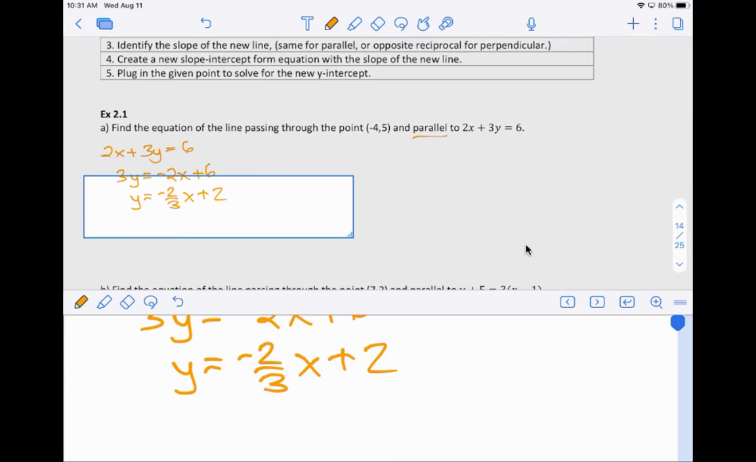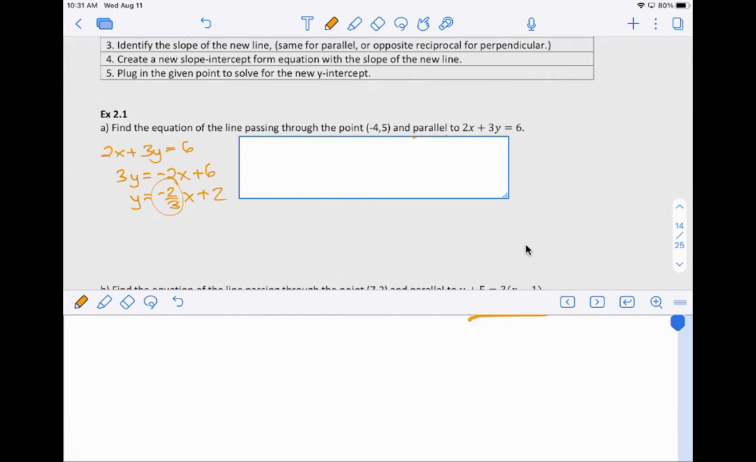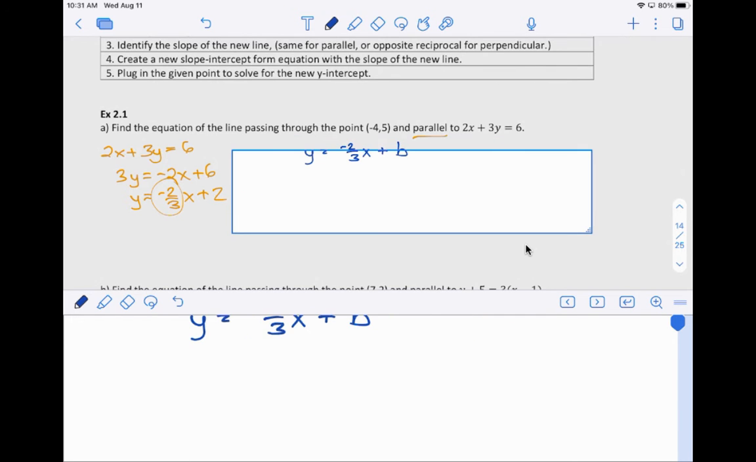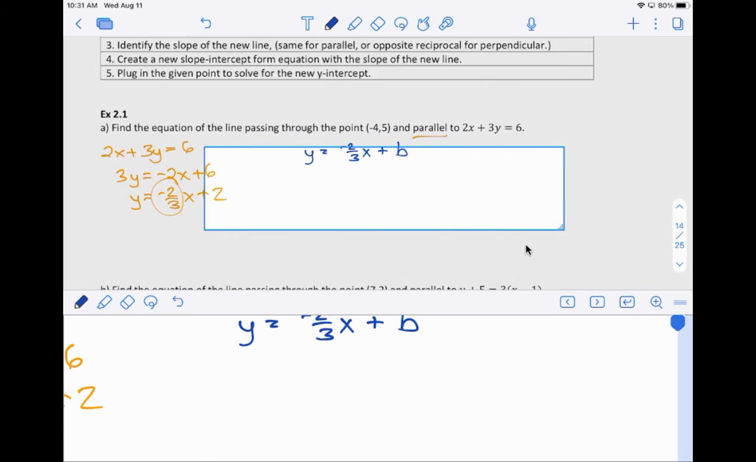but I do want the same slope. So the slope I have is -2/3. That's what I want my new slope to be. y = -2/3 x, but this time I want it to go through (-4, 5), so I'm going to have to change that y-intercept. It doesn't actually say I have to keep it in slope-intercept form. So instead, I think I'm just going to write this in point-slope form because I've been given a point. y - 5 = -2/3 (x - (-4)), or x + 4.